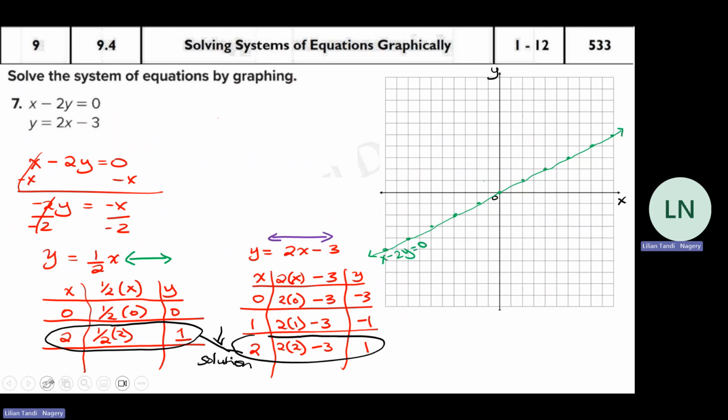Then I take my other color, which I said is purple, and do that. (0, -3) will be here. (1, -1) will be here.